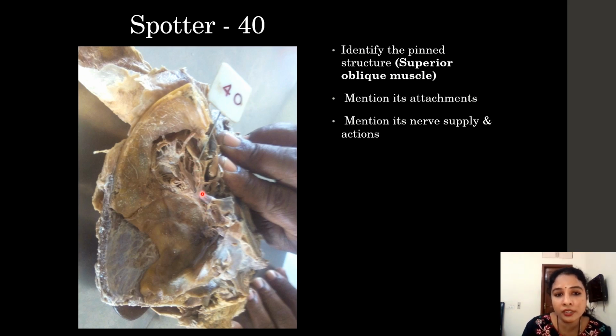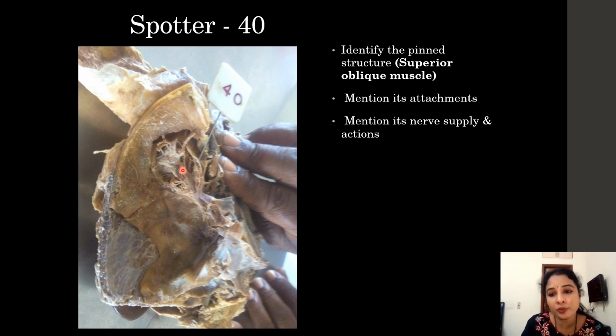It gets origin from the lesser wing of the sphenoid, that is the underneath surface of the lesser wing of the sphenoid, and it runs anteriorly and takes a turn from a fibrocartilaginous pulley, and it runs again posteriorly behind the equator and gets inserted to the posterior part of the eyeball above the inferior oblique. So that is about the attachments of the superior oblique muscle.